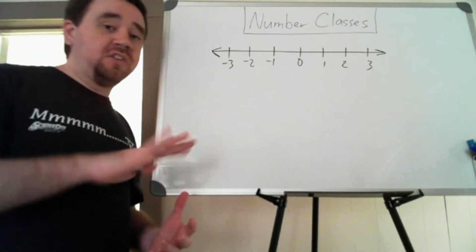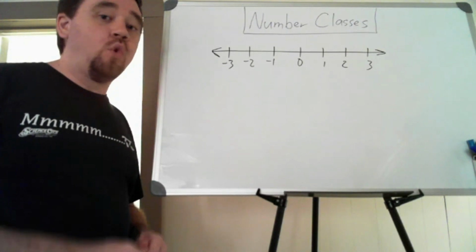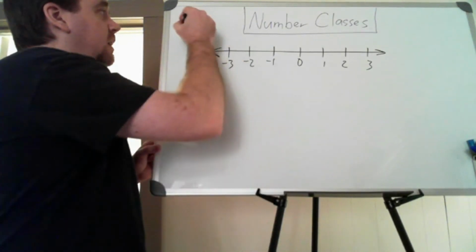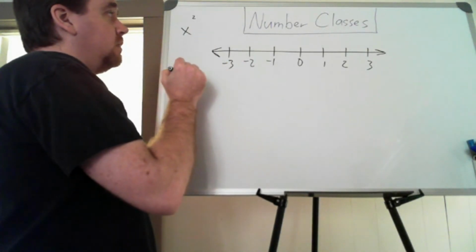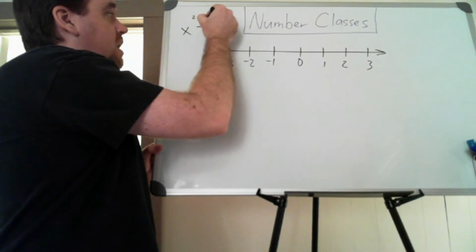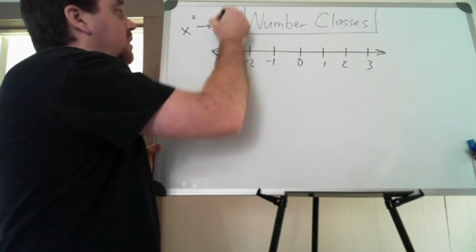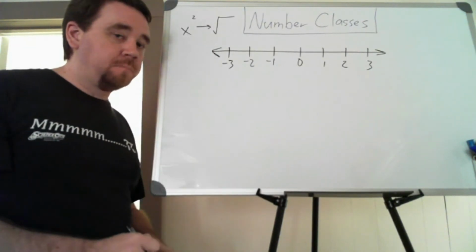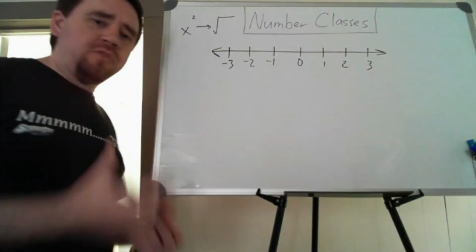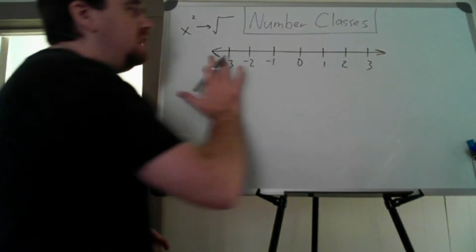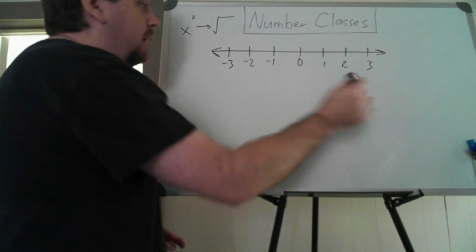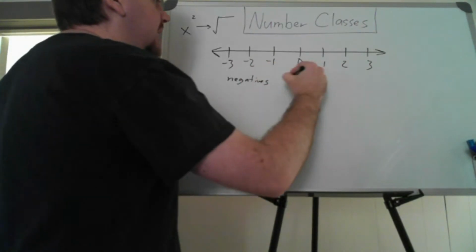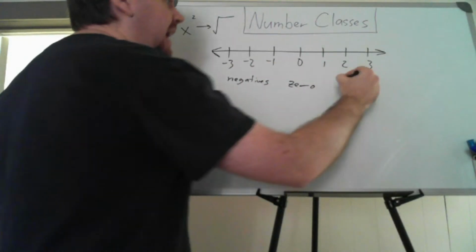Now, invert exponents. Well, that gets a little more complicated, so we're going to actually keep it really simple. We're going to only invert one exponent, the square. So think about x squared, and then I think about undoing that, and that's where we have square root. That's how I invert the square. Now let's think about what happens when I square a number. All right, I'm going to divide this number line into 3 sections. I'm going to divide it into the negatives. I'm going to divide it into 0 and the positives.